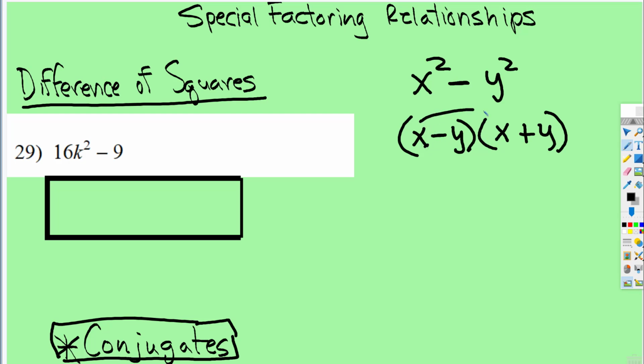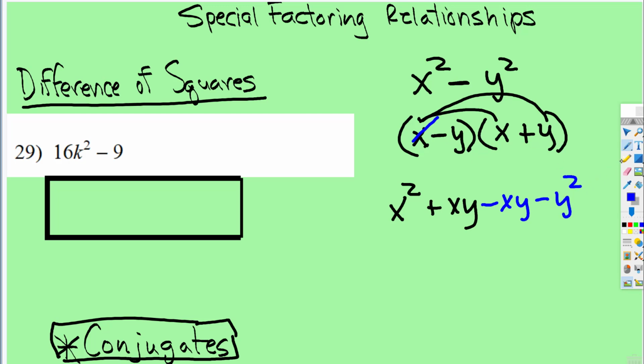So if you were to multiply this out, x times x is x squared, x times positive y is positive xy. Now I'm going to switch colors. Now we've taken care of the x. Now we're going to do the distributive twice with negative y. Negative y times x is negative xy. Negative y times y is negative y squared. But look at what happens right here in the middle. You have a positive xy and a negative xy. Those two cancel, leaving x squared minus y squared.